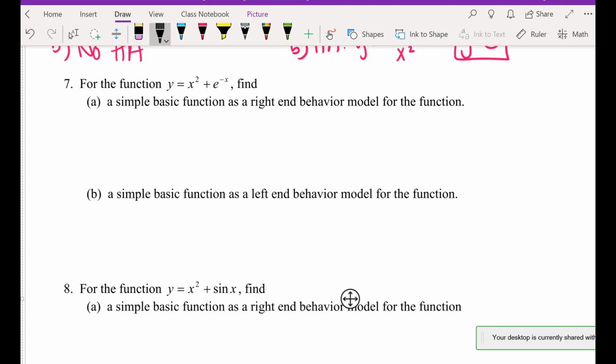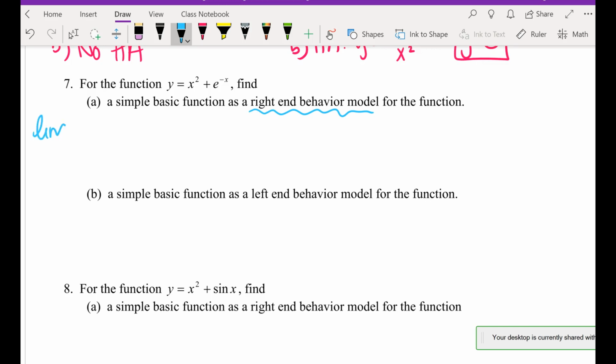For the function y equals x squared plus e to the negative x, parts a and b, here we go. Find a simple, very basic function as a right end behavior model. So, what would you do? What is the right end behavior model theorem? What did you write down in your notes?